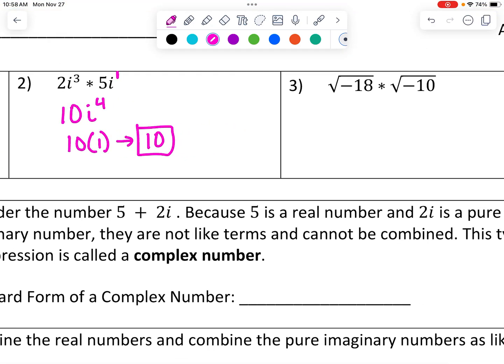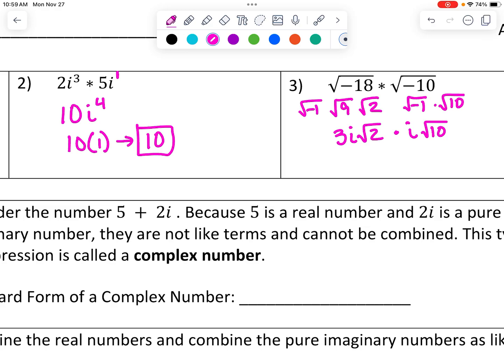All right, back to simplifying some of our square roots here. So my 18 will break into 9 and 2. And since it's negative, we have that negative 1. My 10 will just break into a negative 1, and radical 10 will not break down any farther. So I'm going to have 3i radical 2 times i radical 10.